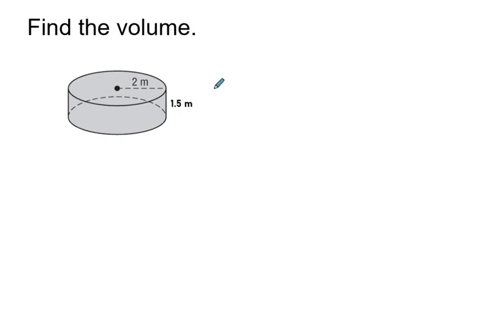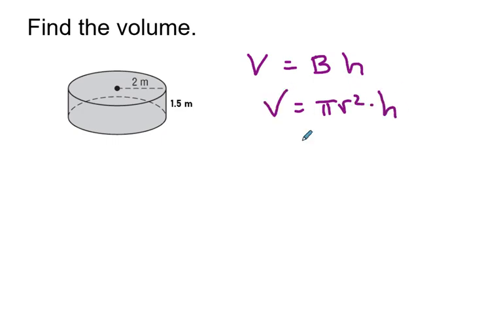In this problem, we've got a cylinder. And so we know its volume equals base times height. We know our base is a circle, so I'm going to replace the base with pi r squared because that is the area of a circle. And in this particular one, I have my radius right there. It's 2. So pi times 2 squared times my height, which it says 1.5.